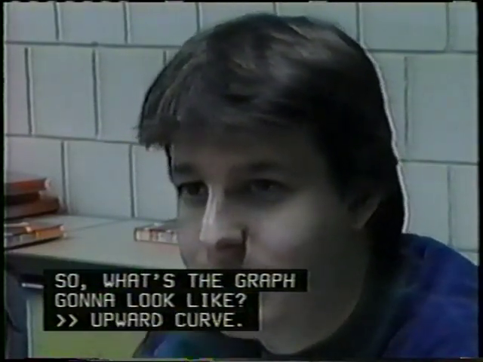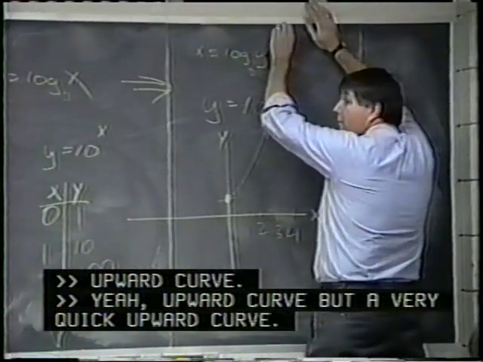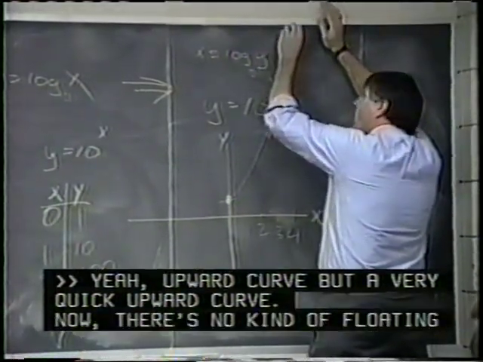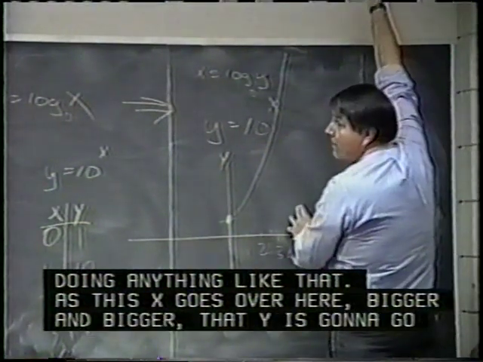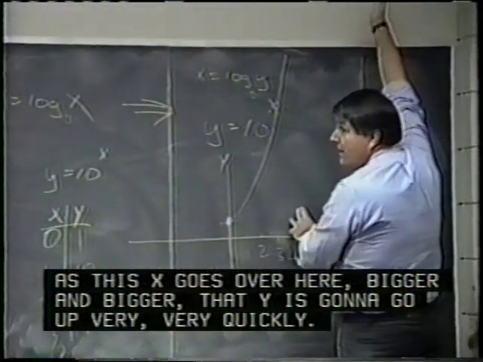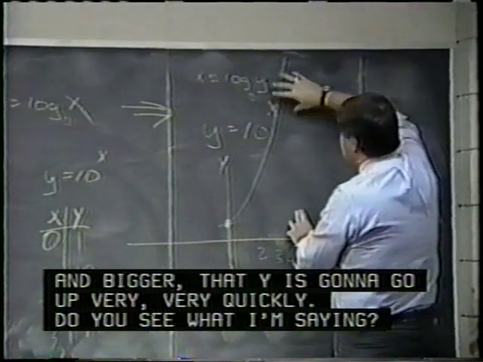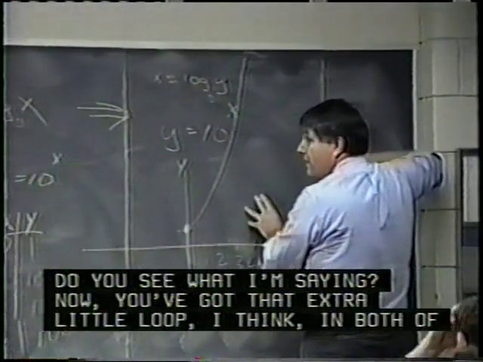So what's the graph going to look like? Yeah, upward curve, but a very quick upward curve. Now, there's no kind of floating around up there. You see what I'm saying? It's not going to start doing anything like that. As this x goes over here bigger and bigger, that y is going to go up very, very quickly. Do you see what I'm saying? Now, you've got that extra little loop in, I think, in both of your curves.